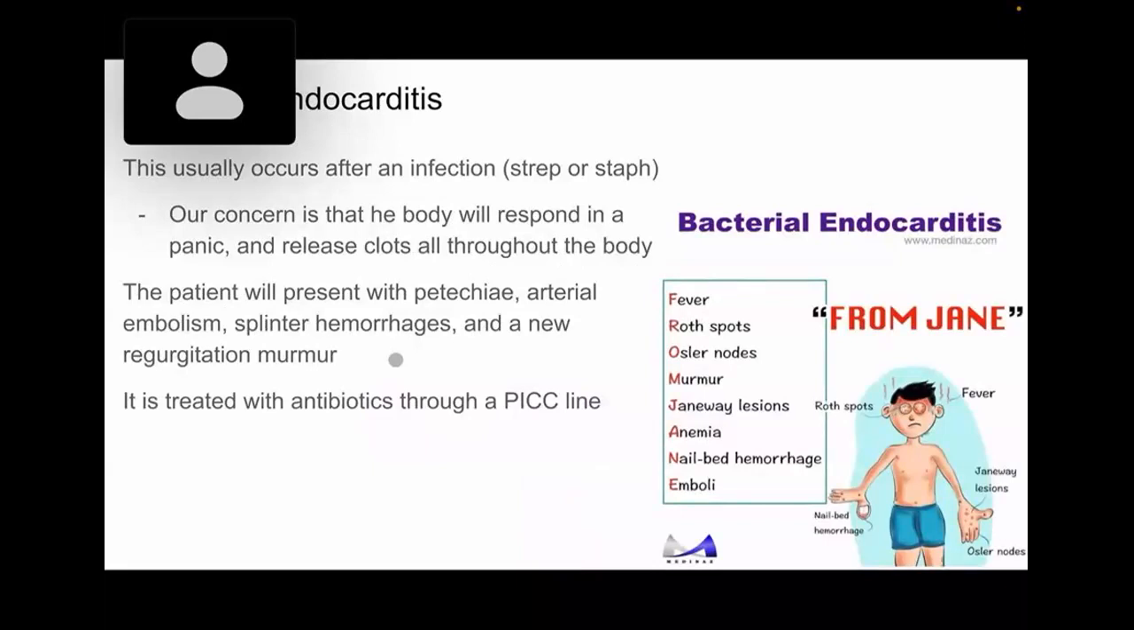All right, infective endocarditis. This is actually pretty interesting, often preceded by a strep or staph infection. The body kind of goes crazy. The body panics and essentially releases lots of clotting factors with infective endocarditis. Therefore, we will see petechiae, which is like a red pinpoint rash. These patients will have Roth spots. They will have splinter hemorrhages on their nails. If you look at their nail, you will see a red line down the middle. That's a splinter hemorrhage. They'll have a new murmur.